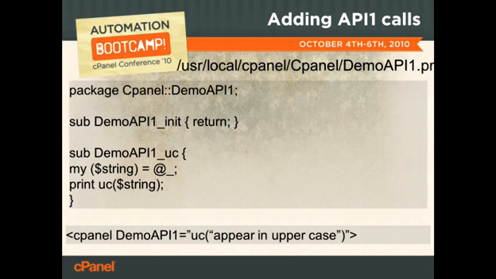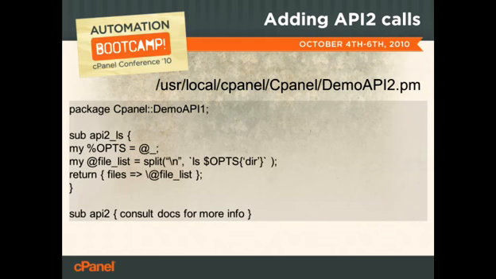Then we have sub DemoAPI1_UC. This subroutine will print out a string in uppercase. Very simple example. And as you can see, it just does print uc string that you pull in via the standard Perl method of pulling in parameters. And if you wanted to call this through the cPanel interface, you'd have the cpanel tag, space, DemoAPI equals UC, then the text to appear in uppercase, and then close out the tag. And when that's displayed inside the cPanel interface, it'll all appear in uppercase.